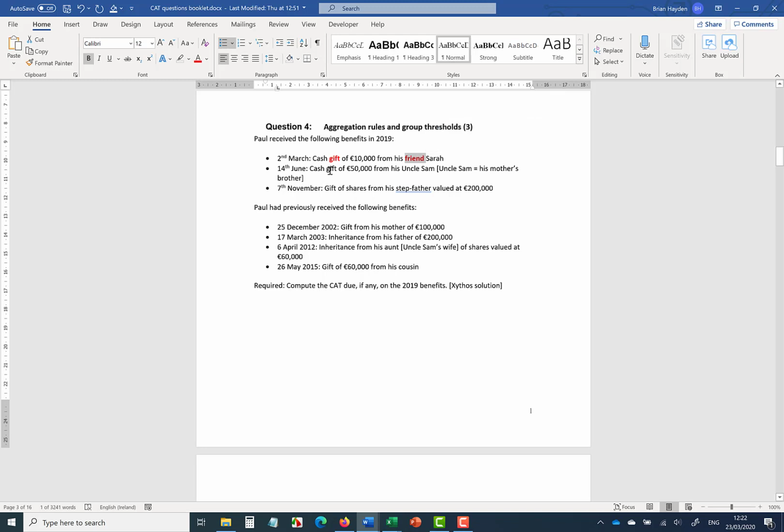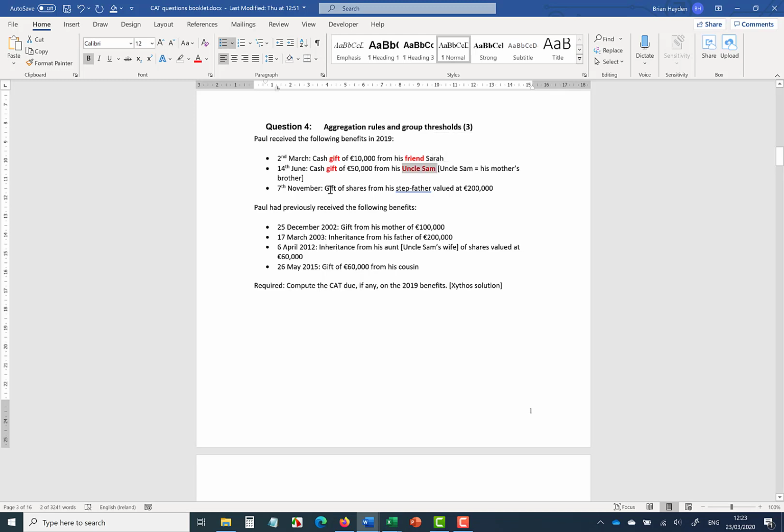In June he received a gift from his Uncle Sam, so another gift, and Uncle Sam is his mother's brother, so that means that it is a group B threshold because the disponer is a sibling of one of his parents, so it is going to be a group B.